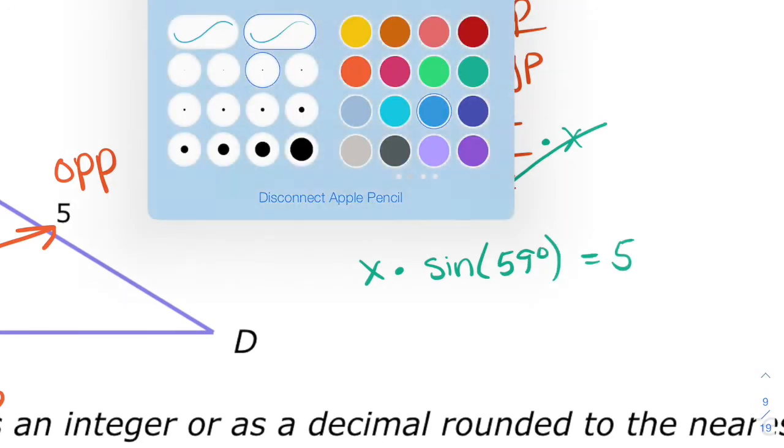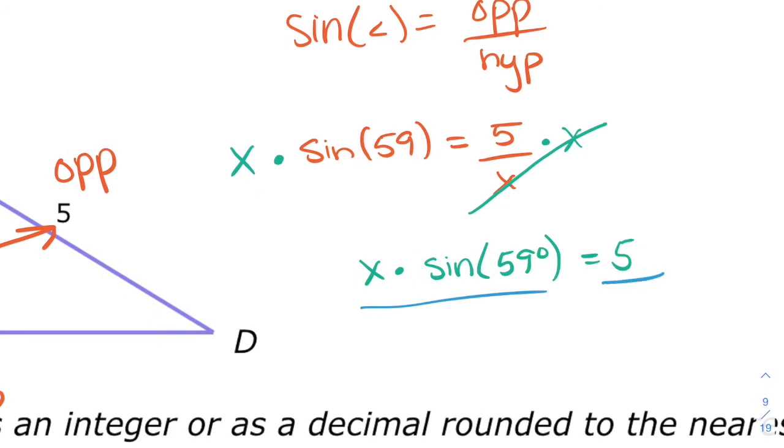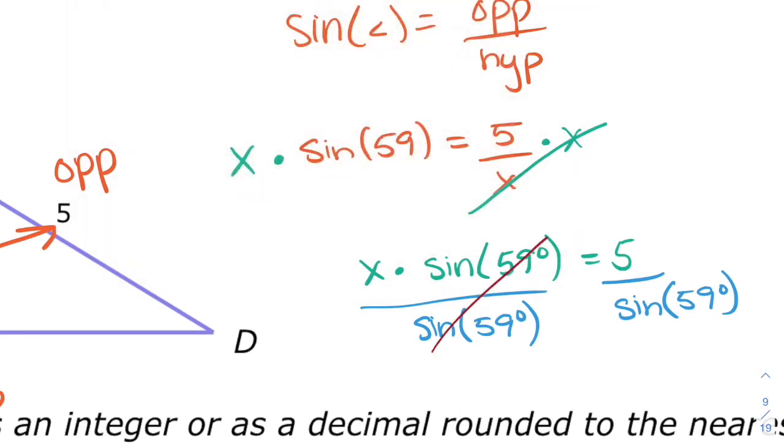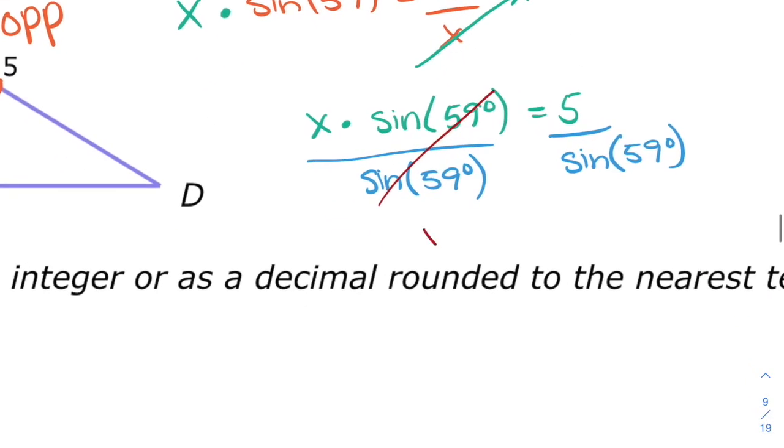And then the second step is going to be to divide both sides by the sine of 59 degrees. It's not dividing by 59, it's the sine of 59 degrees. Okay? And what that does is it wipes that out, and you now have x is equal to 5 divided by the sine of 59 degrees.